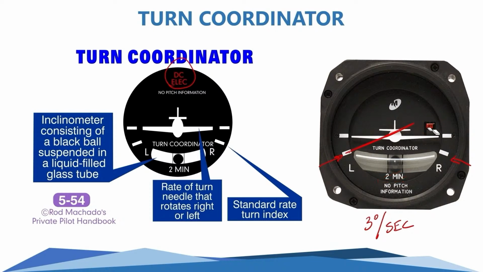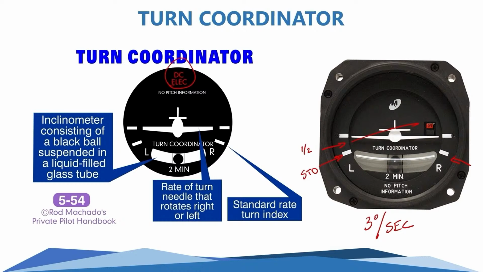So the other thing that you might also be asked to do, if this is going to be your standard rate turn, if you were to put the wings right here, this is going to be your half standard rate turn. So that basically just slows it down. So instead of 3 degrees per second, half of that is 1.5 degrees per second.